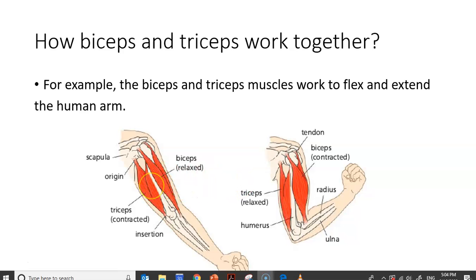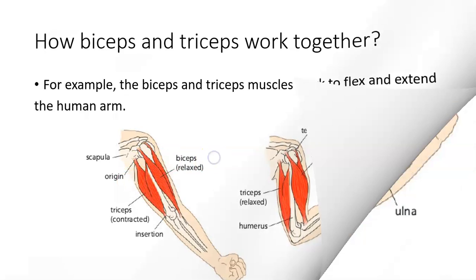the reason and the function of each muscle, how they are helping and how they are attaching to the bones to make them bend. How do you flex your arm? How do you extend your arm by the help of muscles? And this is what we are going to learn in this video.